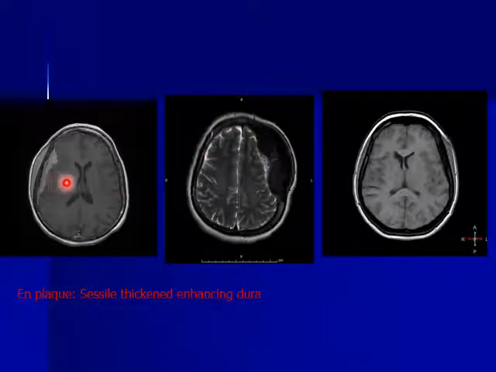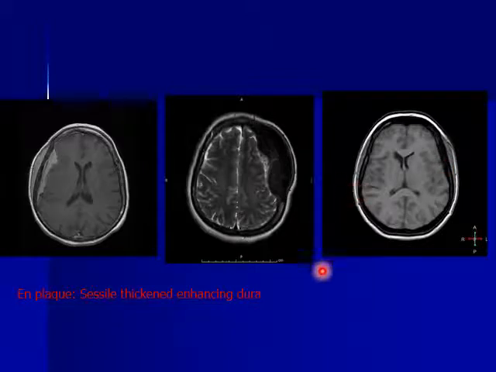An important finding that we can see with meningiomas is hyperostosis of the underlying bone. We see it in CT as hyperostosis. We see it in MRI as low signal on T1 and T2.